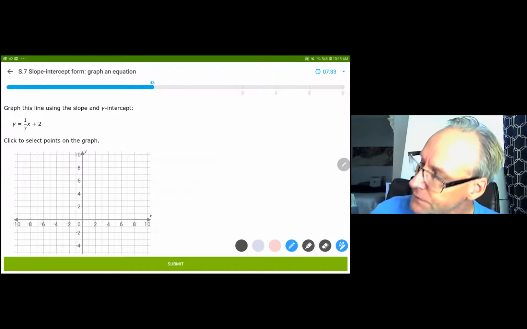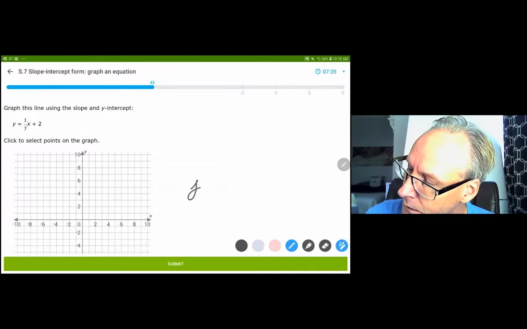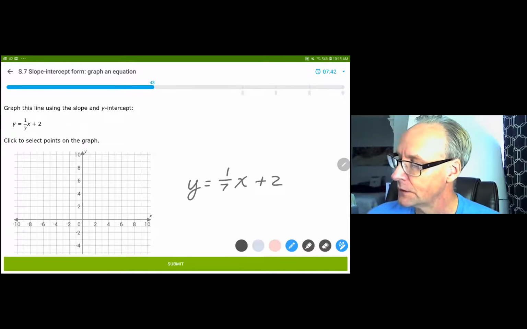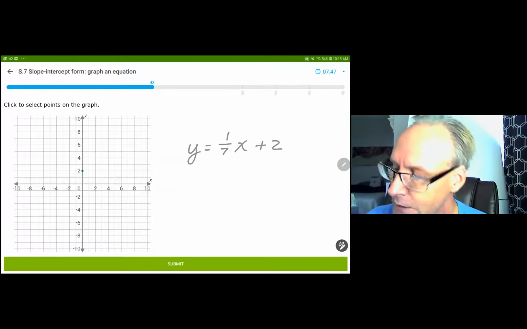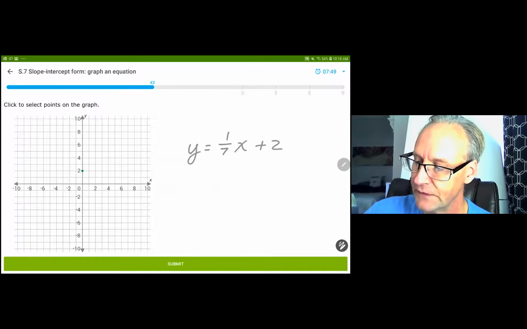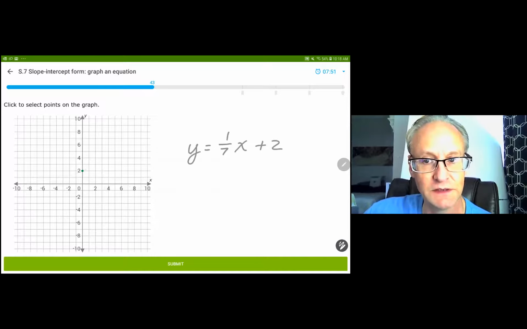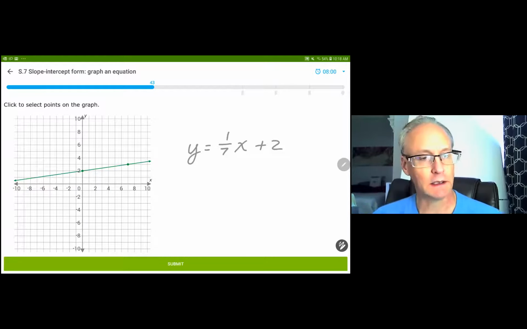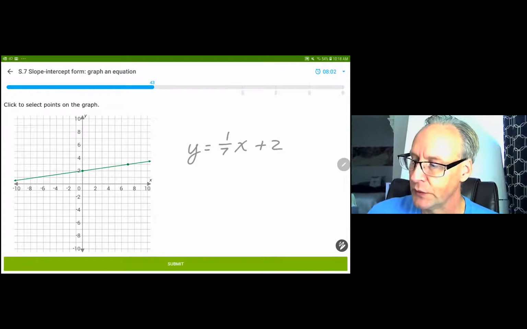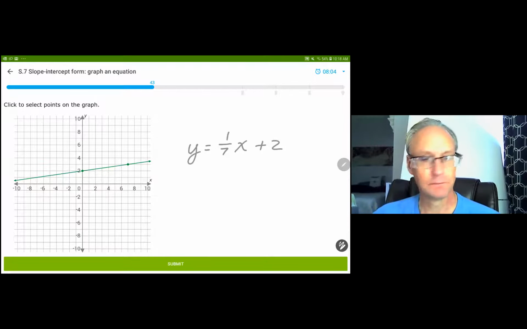This one is y equals 1/7 x plus 2. And I'll get rid of that. So we're going to go through 0, 2. There's our y-intercept, and we have a slope of 1/7. This is a positive slope. That means it needs to be going uphill, something you want to keep in mind. I'm going to go up 1 and over 1, 2, 3, 4, 5, 6, 7. And I can see that it lines up with the 7 over there, so I'm good.